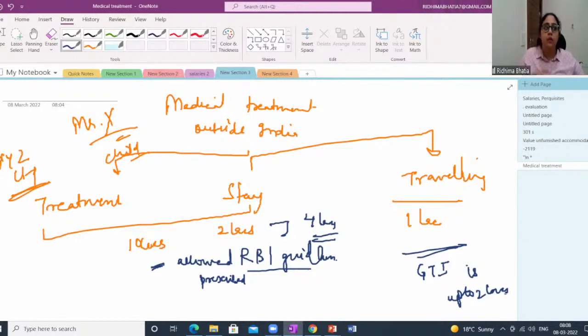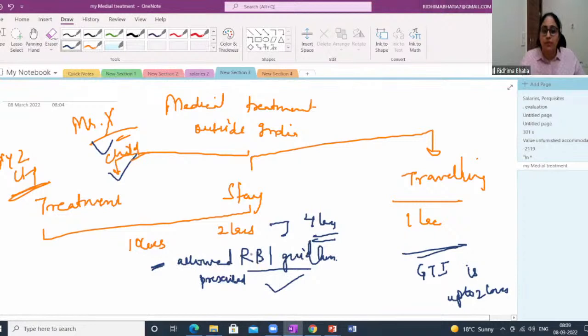Now a question comes, ma'am, can everyone go? No. These exemptions would be allowed only for one patient and one attendant. That means Mr. X and his child. If these two people are going, exemption would be as per RBI guidelines, but only for one patient and one attendant. Now, if Mrs. X also goes with him, whatever is borne by the employer for Mrs. X would be a taxable perquisite for Mr. X. Only one patient and one attendant's exemption would be allowed. Otherwise, everything would be a taxable perquisite.